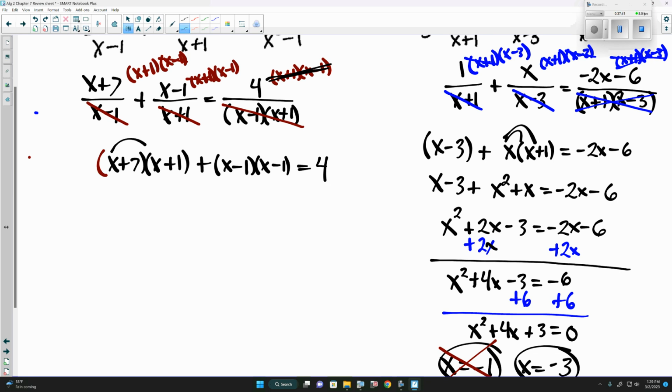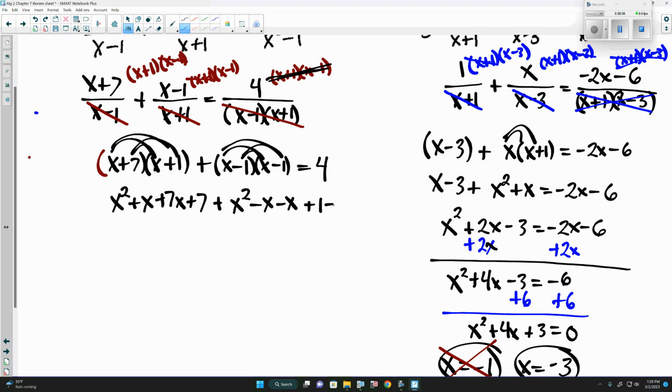Now at this point here, we do need to distribute. X times x would be x squared. X times 1 is plus x. 7 times x is plus 7x. And 7 times 1 is plus 7. Here we would distribute: x times x is x squared. X times negative 1 is negative x. Negative 1 times x is negative x. And negative 1 times negative 1 is plus 1.